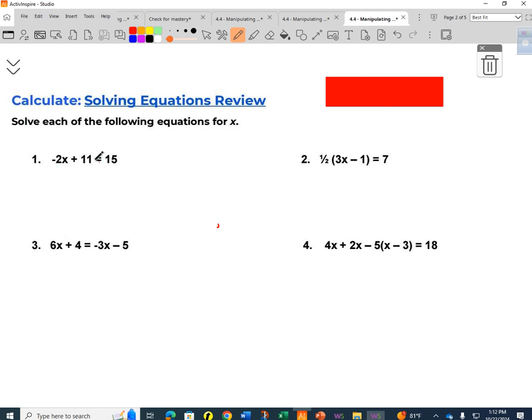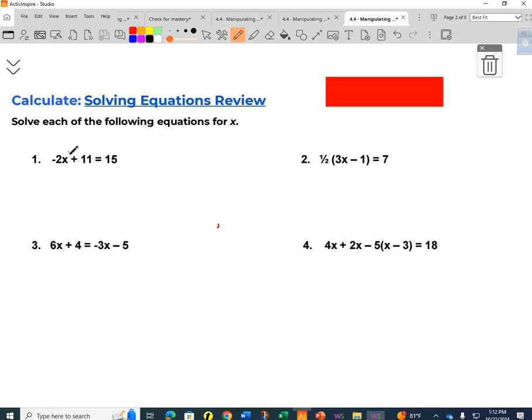Can someone read equation number 1 for me? Make sure you're reading all the operations when you read it. Can you read that equation for me, Liam? So there's only one operation there, we're only adding on the left side? Are we doing any other operations? What do you think? Are we doing any other operations? Negative 2 times x plus 11 equals 15, right?